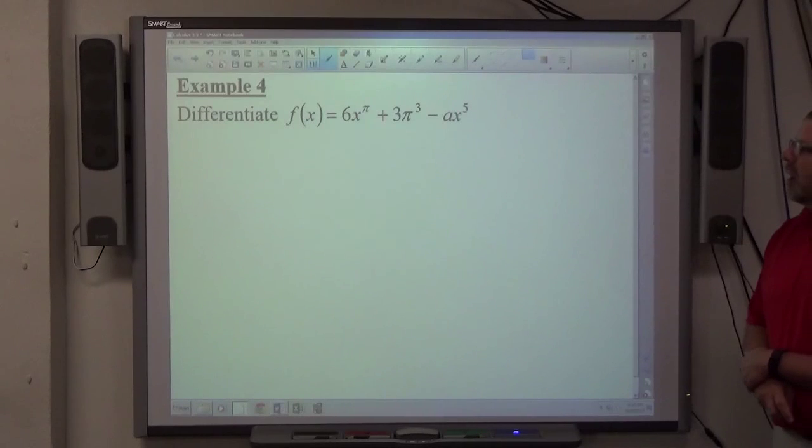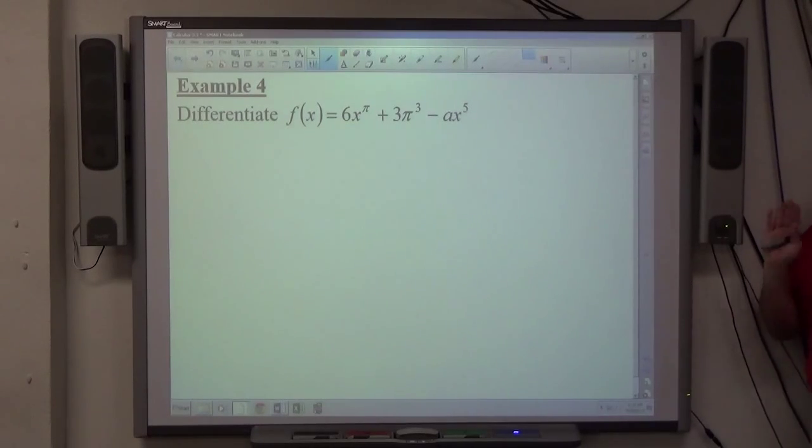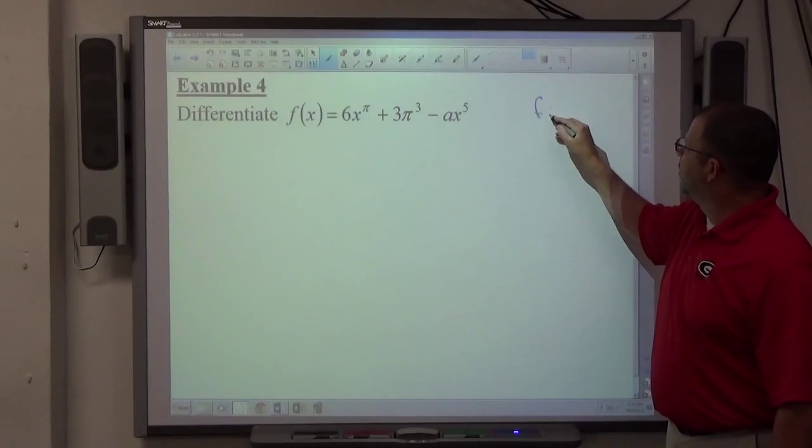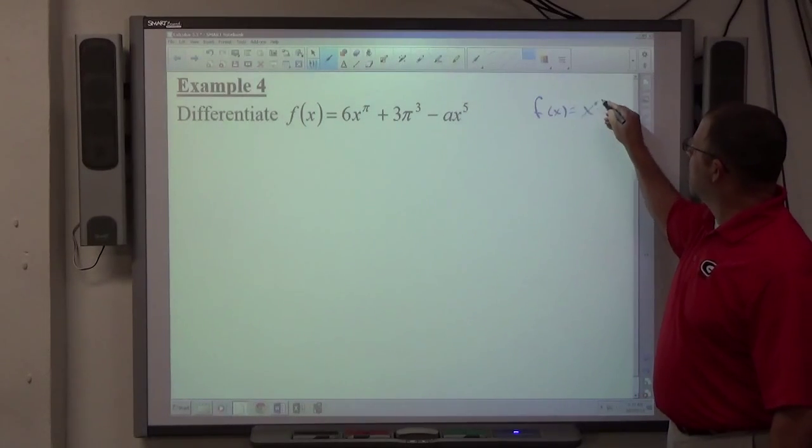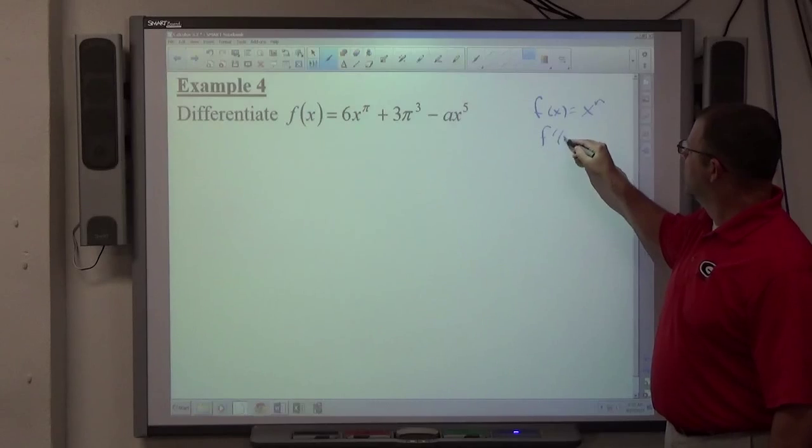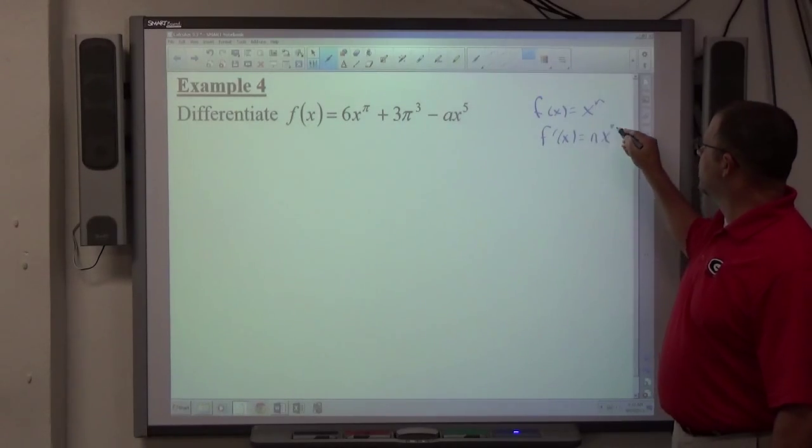Anyway, differentiate f of x equals 6x to the pi plus 3 pi to the third minus ax to the fifth. The point of this problem is to focus on structure when you're differentiating. The power rule is the one we want to use, the one that says if f of x is equal to x to the n power, then f prime of x is equal to n x to the n minus 1.